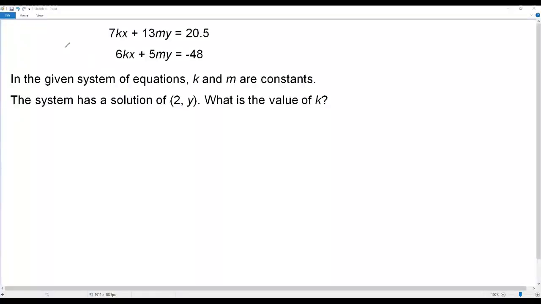Here we have a SAT math question. There is a system of two equations over here. In the given system of equations, k and m are constants. The system has a solution of (2, y). What is the value of k?